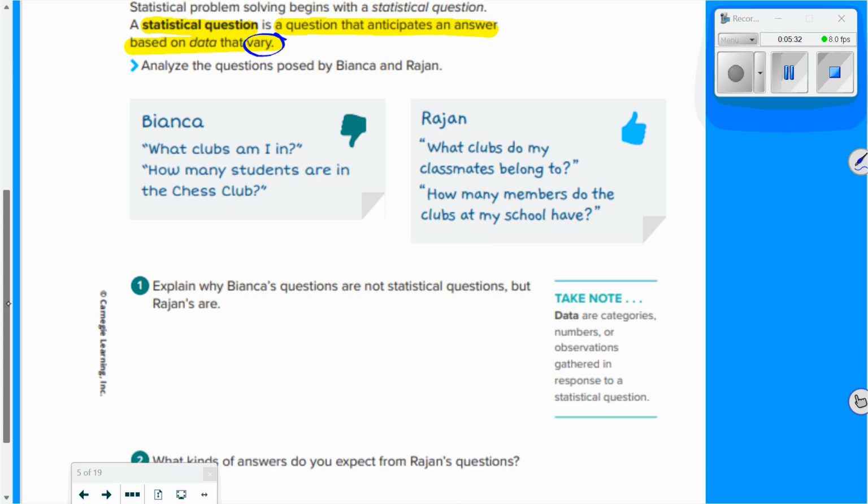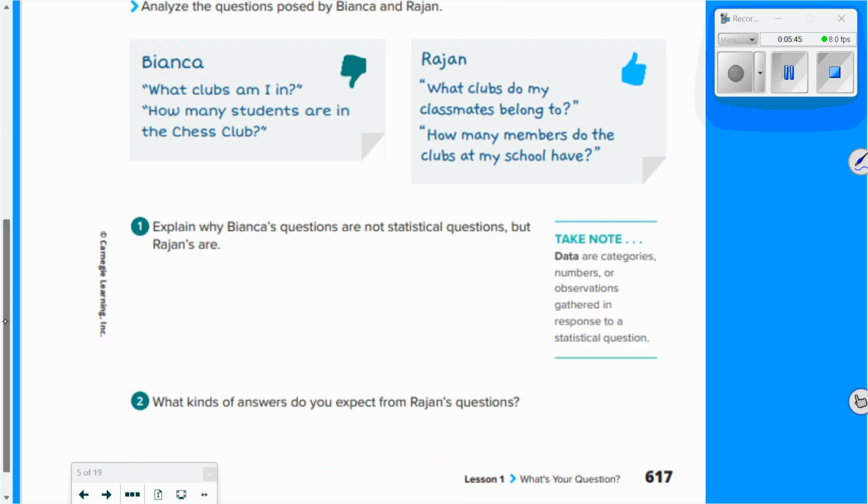We're going to look at two questions, Bianca's and Rajan's. We want you to tell us why Bianca's are not statistical. We're telling you they are not, and why his are. And then what kinds of answers do you expect from Rajan's questions? We want you to talk as a table group on this one. We'll give you about 2 minutes to answer these questions.